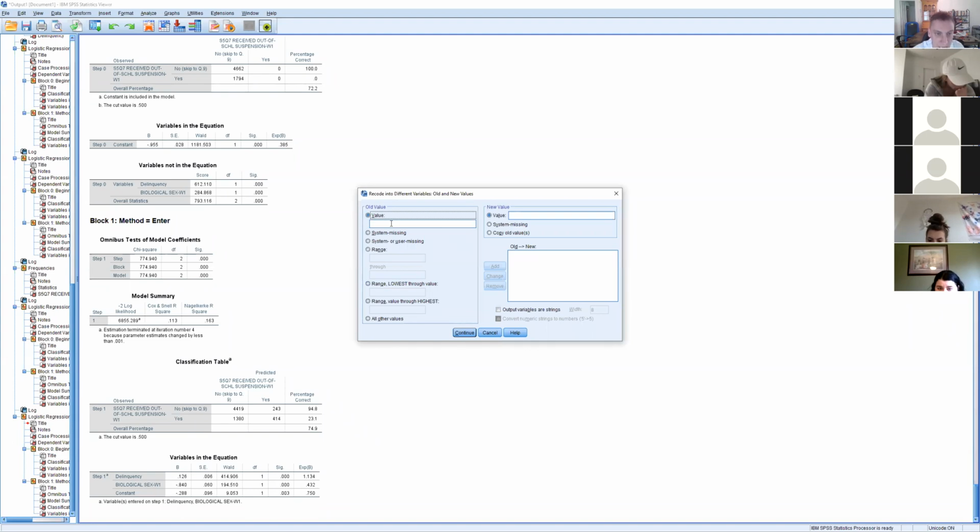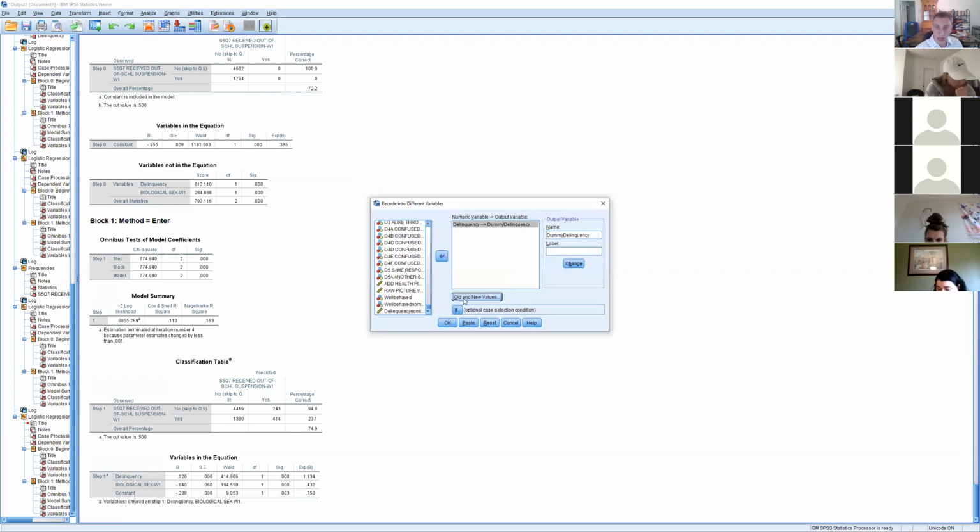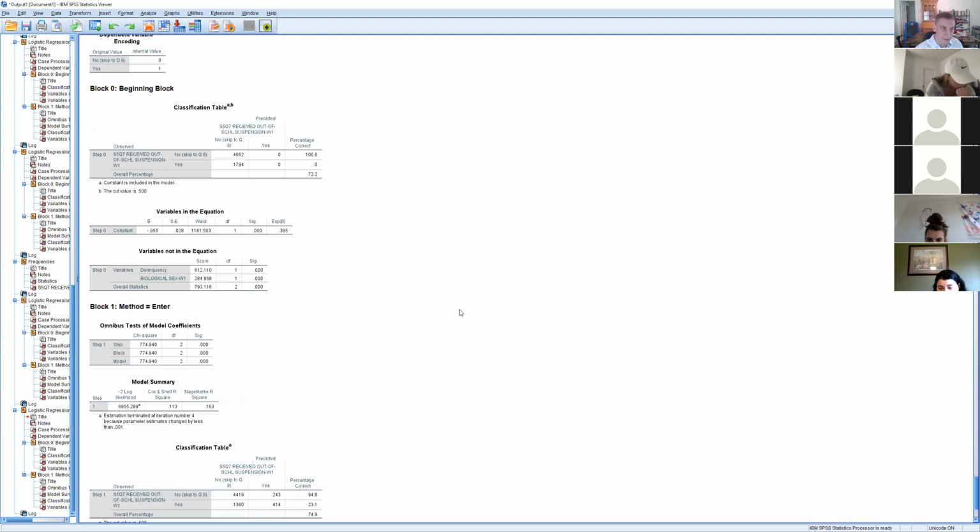Okay, and I'll say if you were a 0, you get to stay as 0. If you were any other value, all other values, then you become a 1. And if you're system or user missing, you get to stay missing. We'll just keep the missing. Not that it matters that much, there weren't too many missings, but there were some. So what we did there was say, okay, if you're a 0, you stay as 0. Everybody else becomes a 1, and the missings stay missing. Okay, and so that's going to be our dummy delinquency.